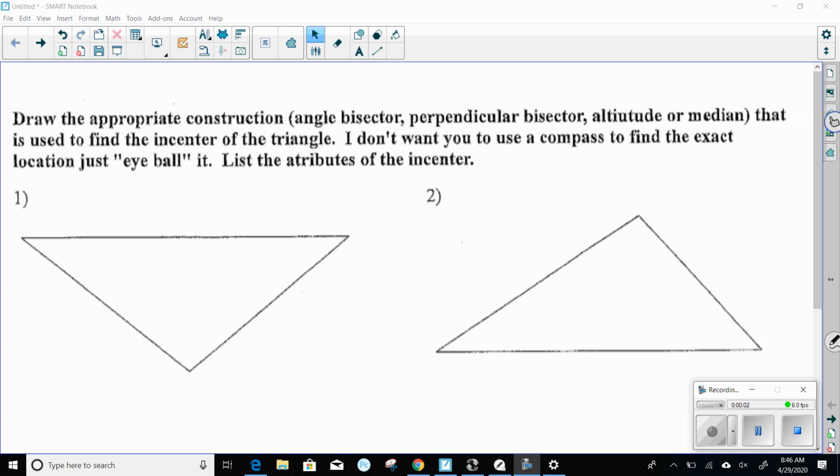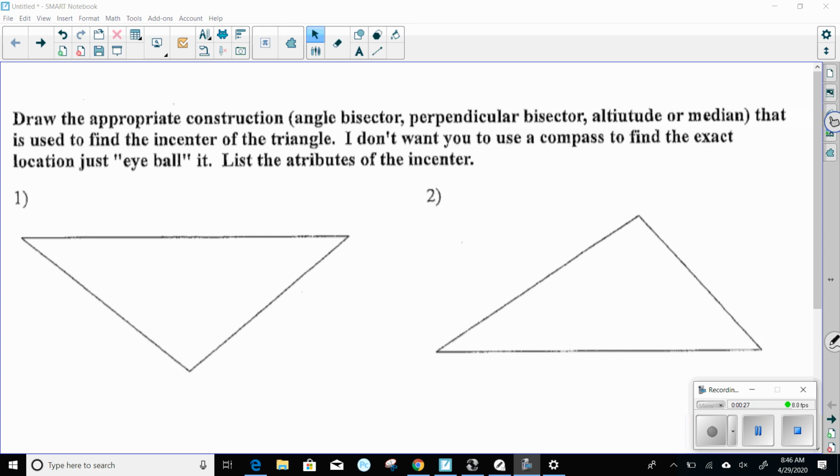I thought I would run through the problems from the practice here, so if you have any questions, maybe this would help. This first one says, draw the appropriate construction, angle bisector, perpendicular bisector, altitude, or median that is used to find the incenter of the triangle. I don't want you to use a compass, I just want you to kind of eyeball it. But you ought to know the attributes, what makes the incenter.